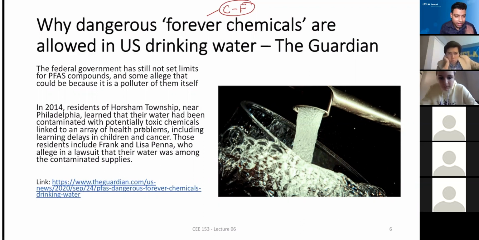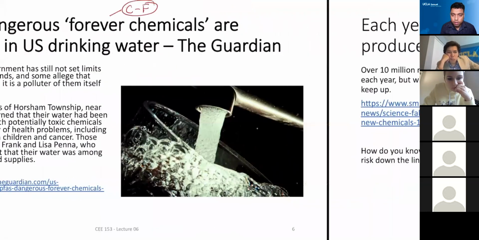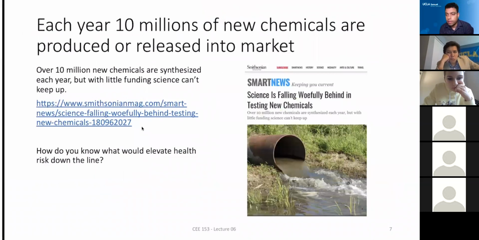All right, so this is just another thing. You have to know what concentration is toxic. And then there is this third example: every year, tens of millions of new chemicals are introduced into the market, and we can't really test all of them. That's just not possible. So that's why science is lagging behind.